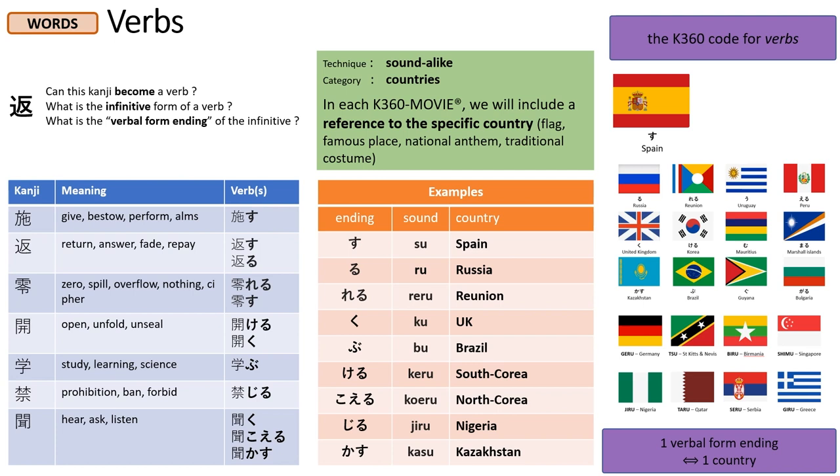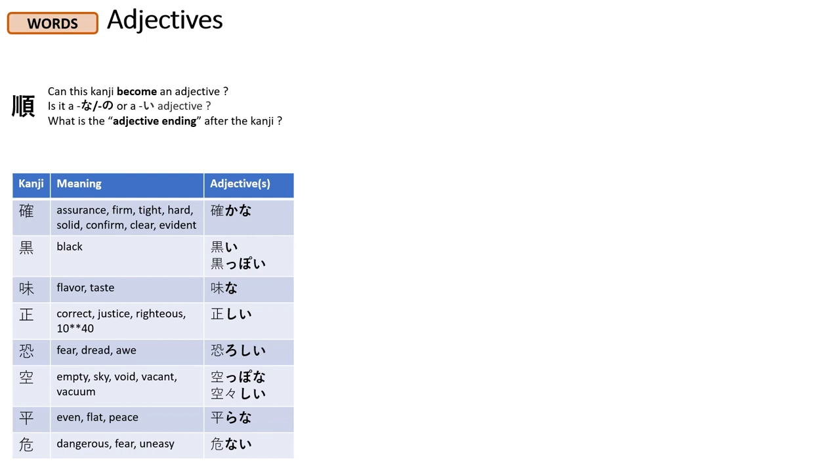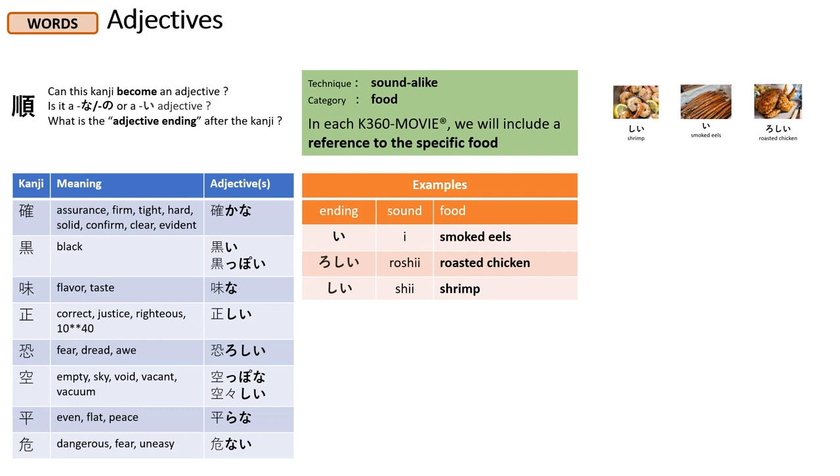I will go very fast for the next two dimensions, as it is the exact same technique, just changing the category. So for adjectives, the main question: what is the adjective ending after the kanji? Let's check it on a few examples where the ending is marked in bold. The technique will be the sound-alike, just like the verbs, but with the category of food. Every time an adjective ends in e, we will use smoked eels in that story. For the ending roshi, a roasted chicken, and for the sound shi, some shrimps.